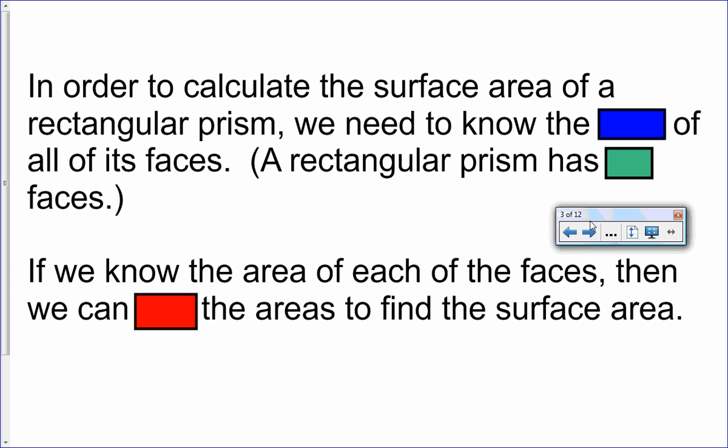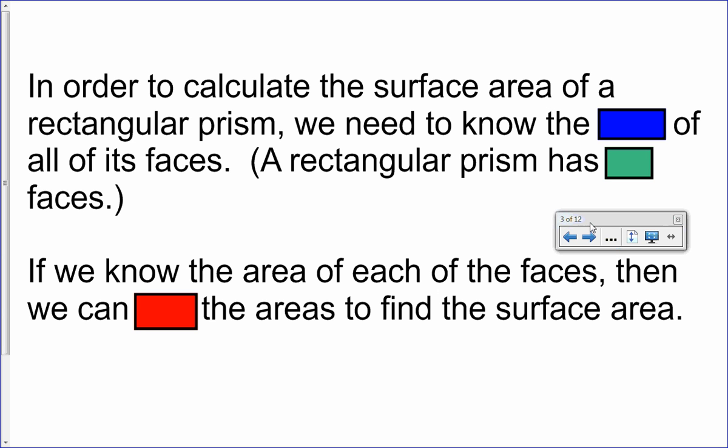In order to calculate the surface area of a rectangular prism, we need to know the blank of all of its faces. A rectangular prism has blank faces. If we know the area of each of the faces, then we can blank the areas to find the surface area. Now you'll notice that I said the word blank 3 times.